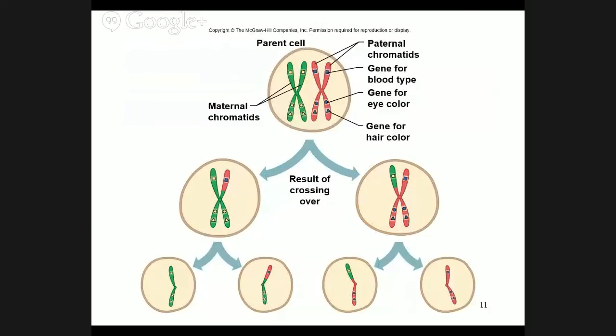Okay, so here's a slide showing a parent cell, the paternal chromatids, the gene for the blood type, the gene for the eye color, the gene for the hair color, and the maternal chromatids, again, the blood type, eye color, and hair color. And here's a result of crossing over. So you have a maternal gene for blood type, and a paternal gene for blood type. And then when they split, as you can see, the split leaves a new chromatid with parts of both paternal and maternal genes.